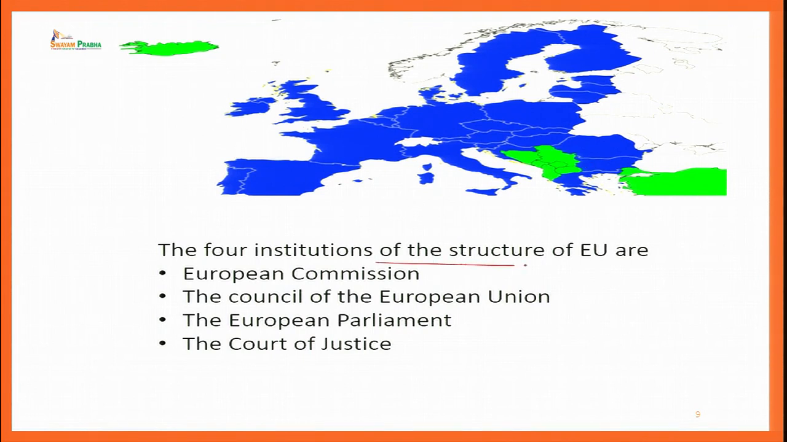The four institution structure of the European Union: one is the European Commission. The European Commission is going to set the legislation or the law for the entire European Union to function, grow and flourish. And the Council of the European Union are a group of authorities, and they ensure the smooth execution of the law set by the European Commission.